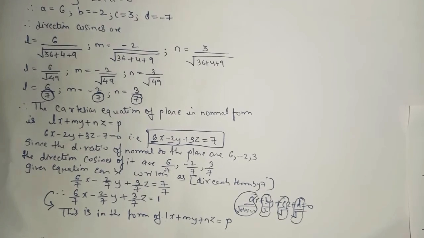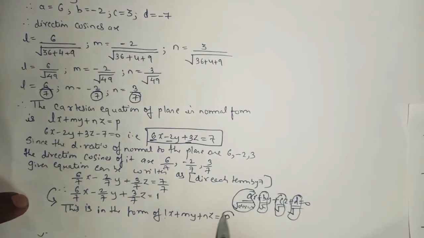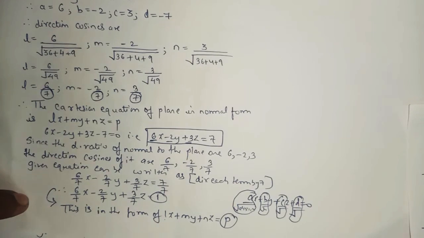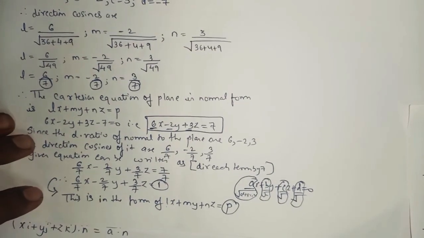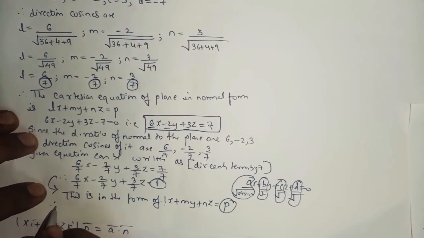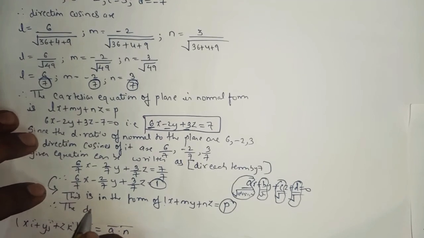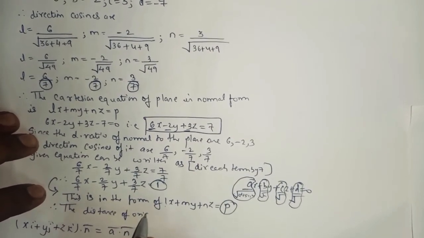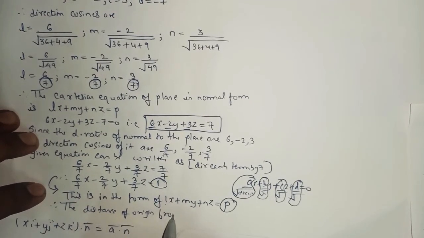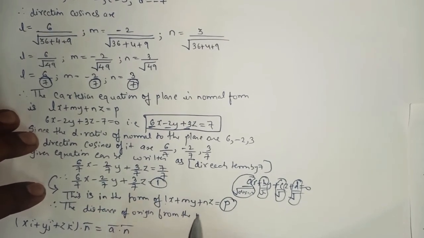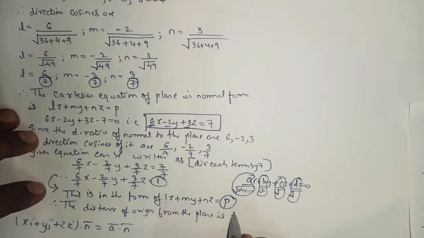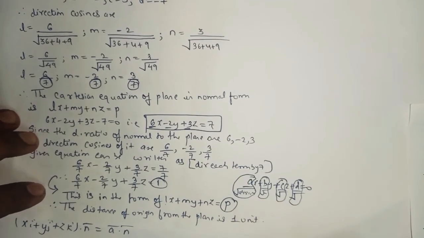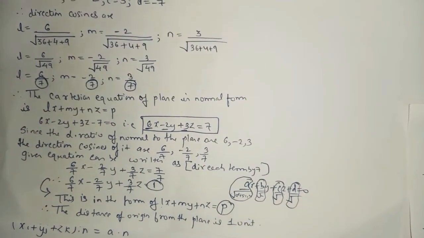Okay, so here clearly we can see that in place of p it is 1. So in the last step you will write: the distance of the origin from the plane is 1 unit. Okay, I hope you all understood the sum.